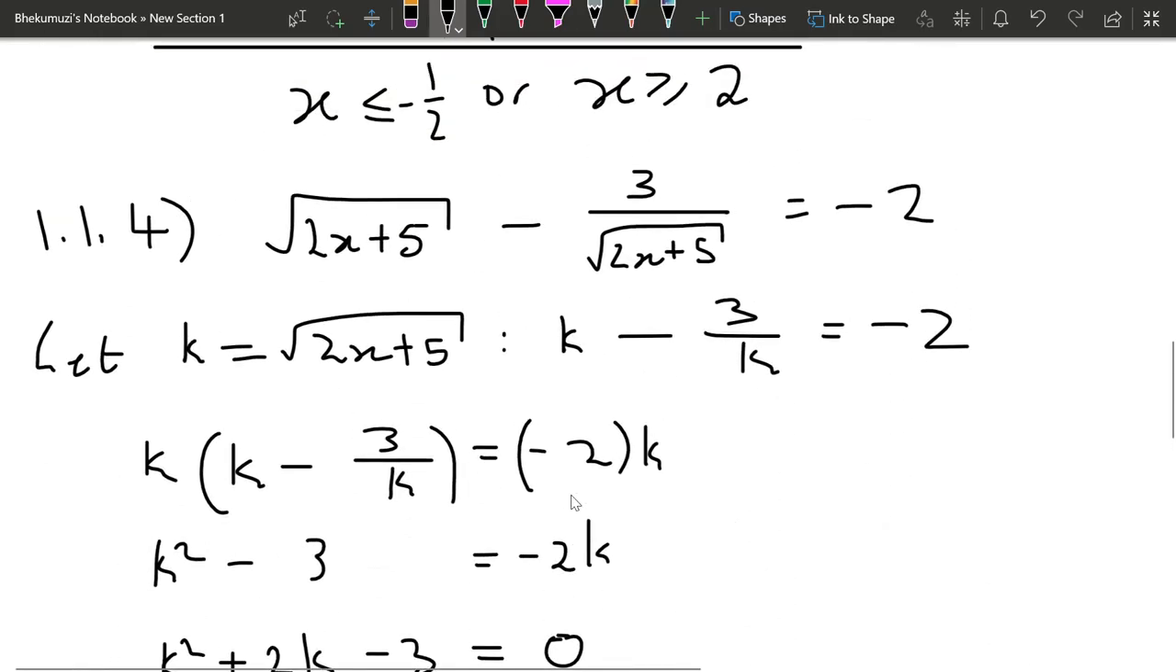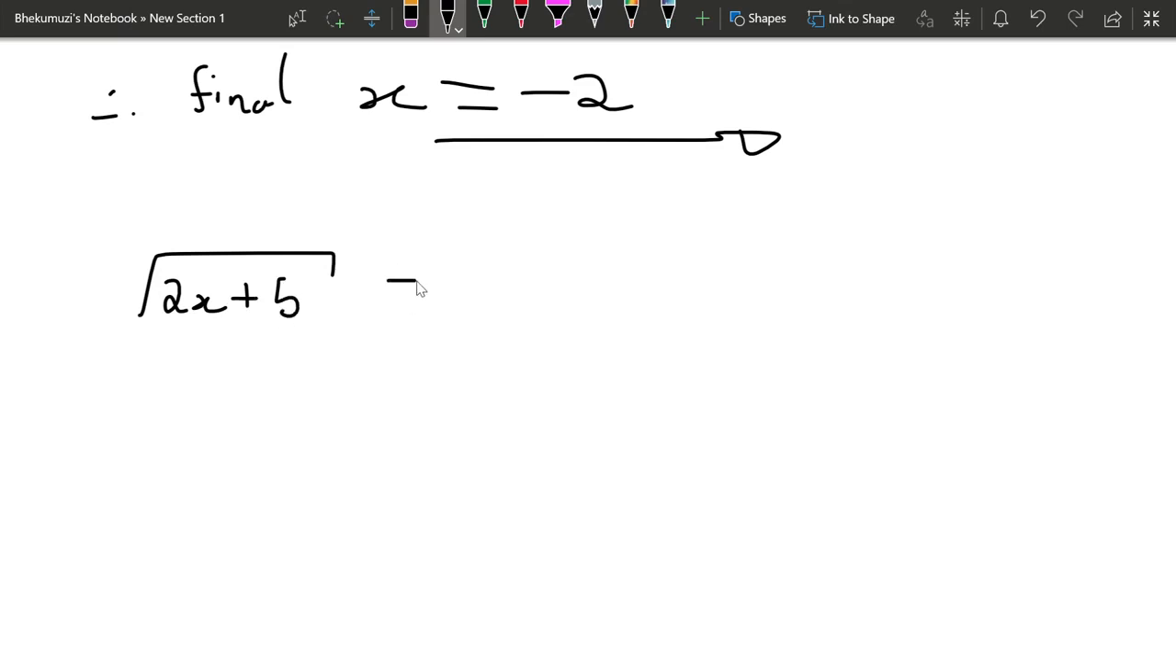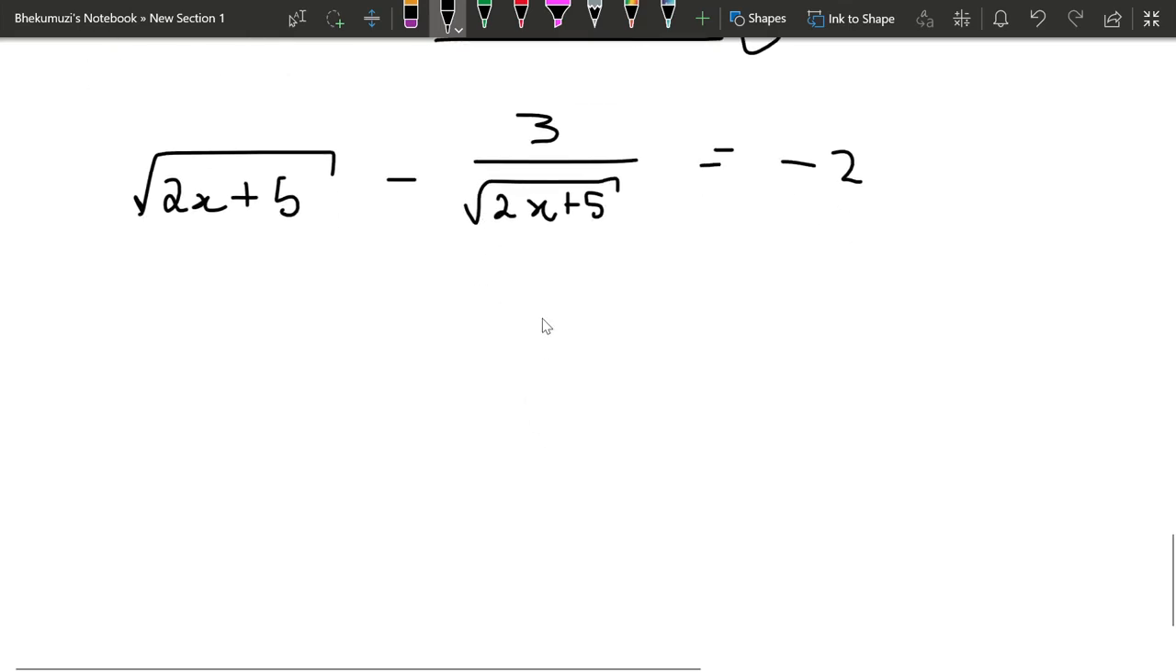But let me show you the other way you could have done it, which would look more complicated. However, it's still the same procedure you would have used in the first one, right? When you replaced your 2x plus 5 with k, so then it's -2. In this case, the same thing applies. Let's multiply by the square root of 2x plus 5 on both sides.